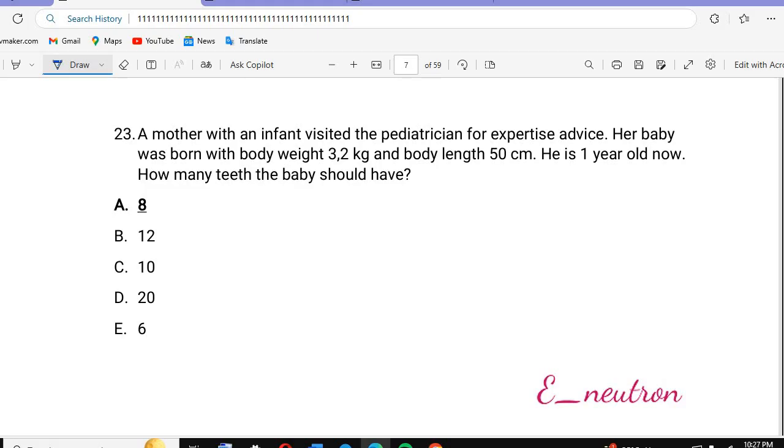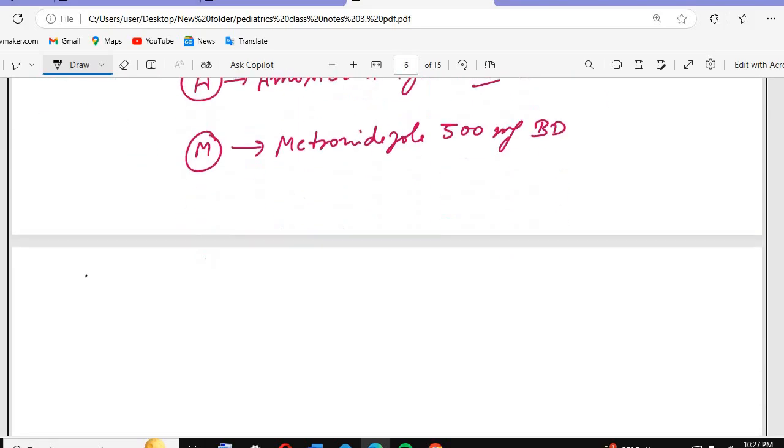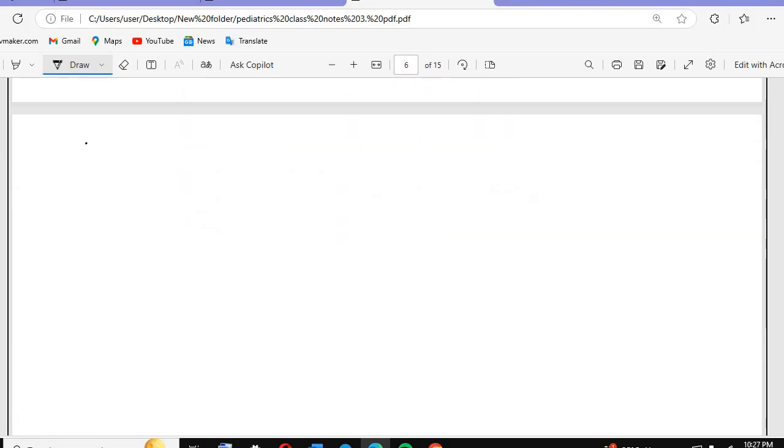Okay, before that, let's discuss a little bit about pediatrics. When we talk about pediatrics, you have to understand the three conditions. First, we have the prenatal condition. You have to remember this is one condition known as the prenatal condition. After that, we have the natal condition and the postnatal condition. So the three conditions are prenatal, natal, and postnatal.